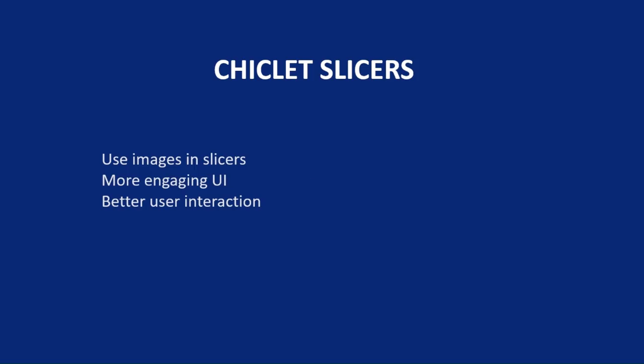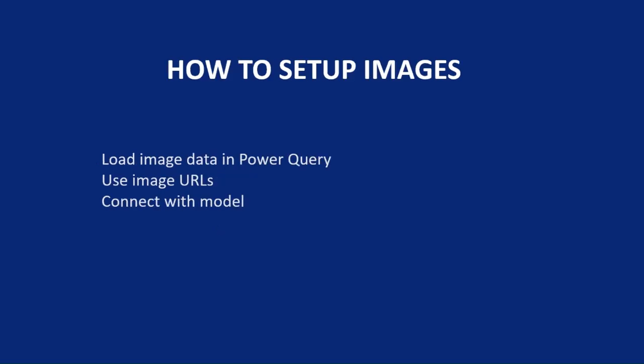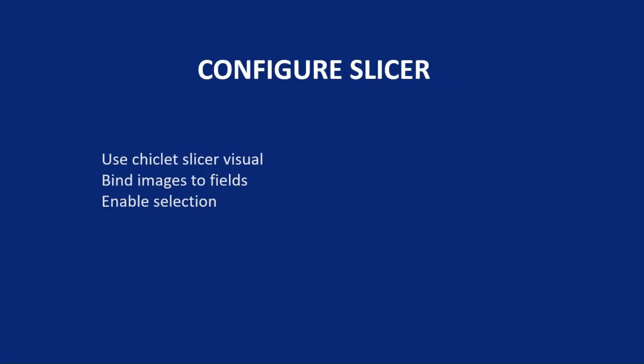Now let's move to chiclet slicers. These are slicers that use images instead of text. For example, product icons, logos, and categories with images. This makes your dashboard look much more engaging. To use images, you first need to prepare your data: load image data into Power Query, use image URLs, and connect it to your model. This allows Power BI to display images inside the visuals.